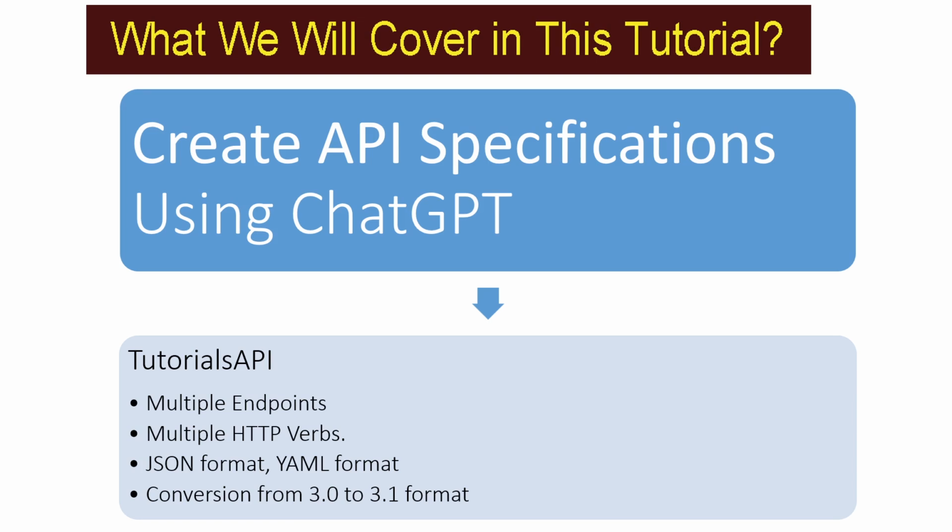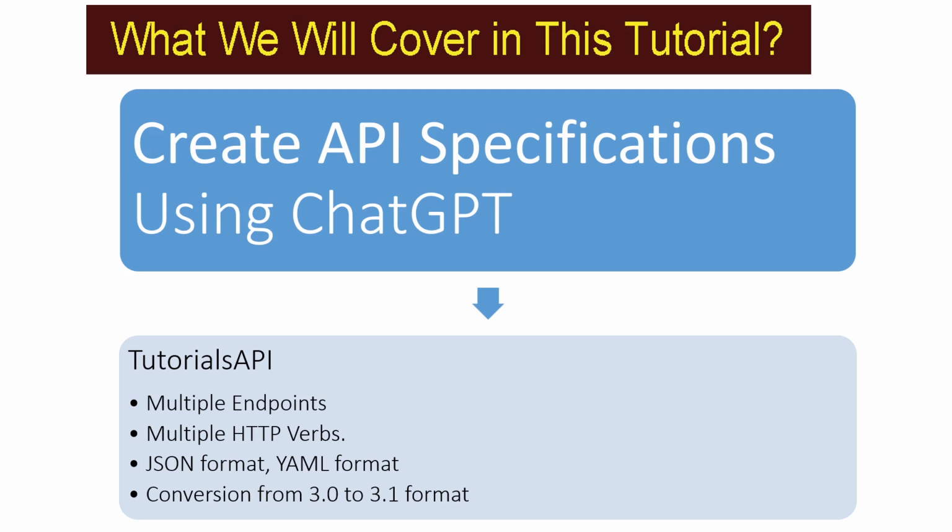I'll be creating an API specification using ChatGPT, and the API specification that we will create will be called tutorials API, and we will see how we can utilize the power of AI and the power of ChatGPT to create this tutorials API specification with multiple endpoints, that's multiple paths. In this way we will make this API specification support multiple HTTP methods, and also we will see how we can use different formats, JSON format or YAML format, and we will be creating it with version 3.0.